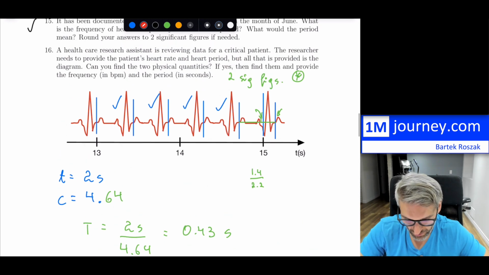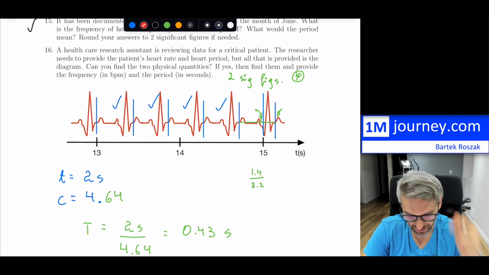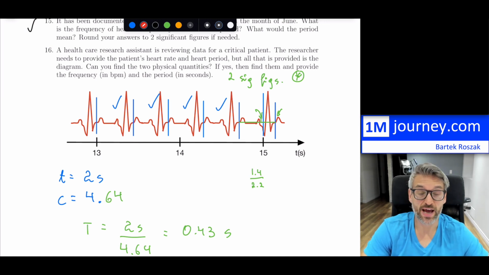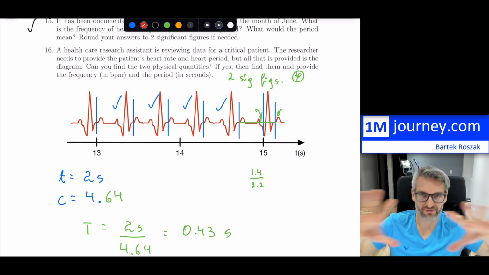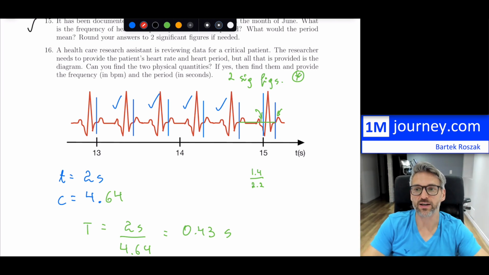So that's how you would have been able to find these out. That's a good exercise because it forces you to actually look at a graph of a heartbeat and then find out what those would be.